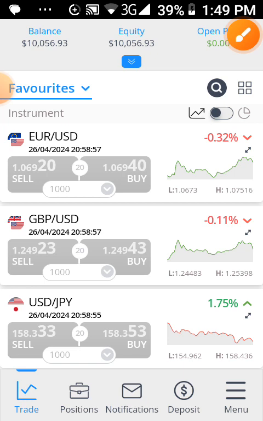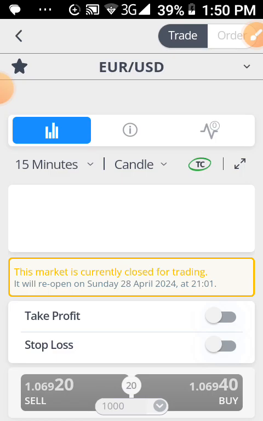So let's get on to it. Right now we see the Euro to US dollar is on a downward trend, but we're still going to bet on that. We're going to look at it, and you could change how much you bet. So let's get into this.